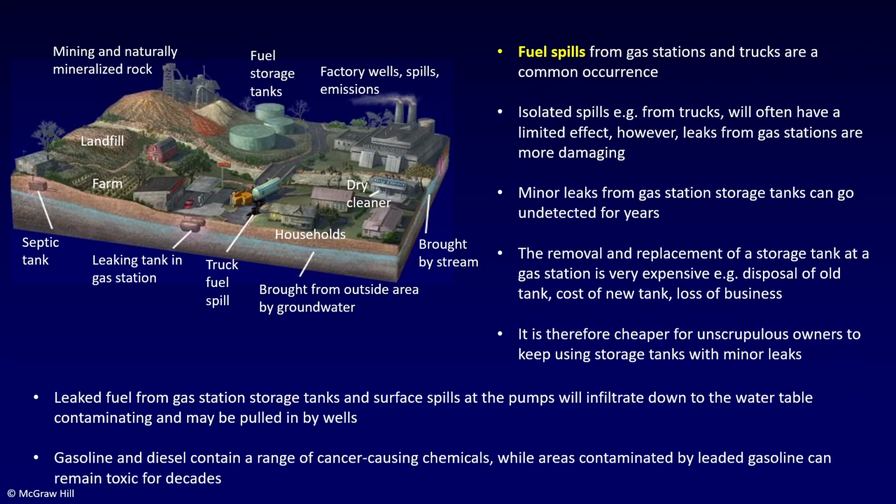So the next possible source of contamination is fuel spills. And these are associated with gas stations primarily, but obviously you can also get them occurring when you have some kind of accident, for instance, an oil tanker spilling its load. Now, in most cases, isolated spills, so for instance from a truck accident, will often have a relatively limited effect. So the accident happens, the fuel gets spilt, some of it will get cleaned up, some of it may enter local water supplies, some of it may enter the soil and start moving towards the groundwater, but the residence time of the dangerous chemicals which are released tends to be over a period of a few weeks before they break down.